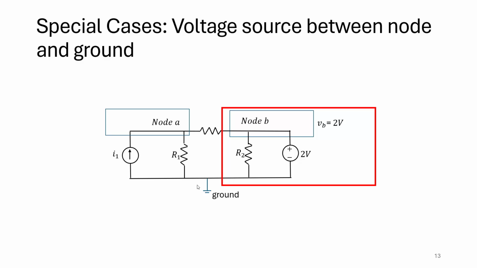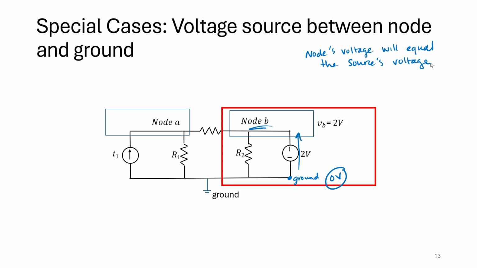First is our special case where we have a voltage source between a node and the ground. So if we have a voltage source, which could be an independent or dependent source, between a node and the ground, like here, notice we have a ground here, and then up top we have this node B. You'll notice that since ground is 0 volts, and node B is, in this case, 2 volts higher, the node's value will be exactly equal to the voltage source's value.